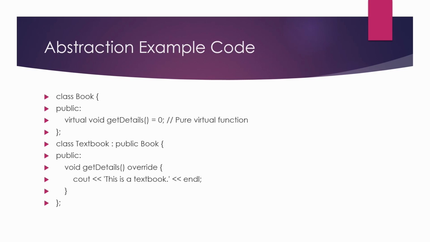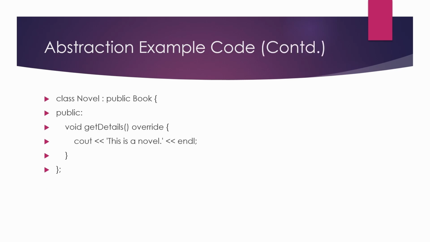Here's the abstract class Book. It declares the pure virtual function getDetails, which must be implemented by any class that derives from it. The Textbook class inherits from Book and implements the getDetails method. The same is done by the Novel class, but with a different message, showing how abstraction allows for flexible and dynamic behavior.